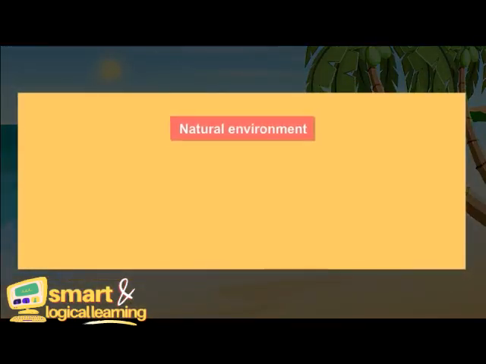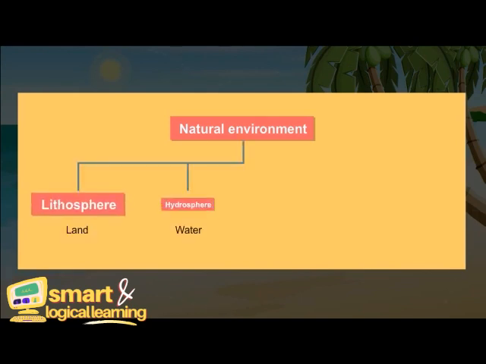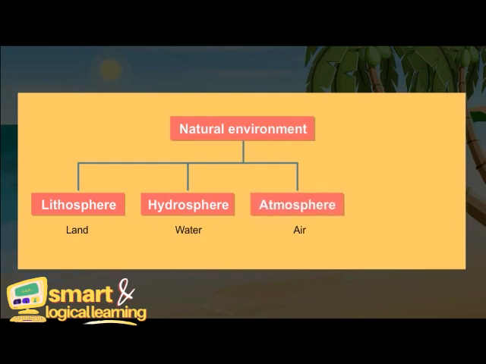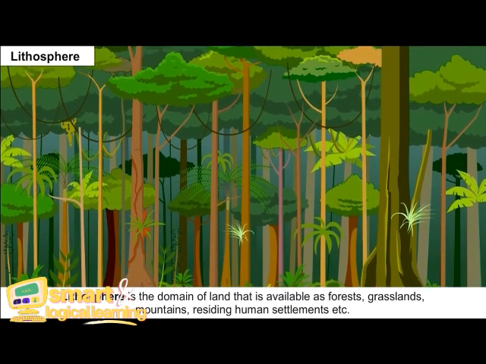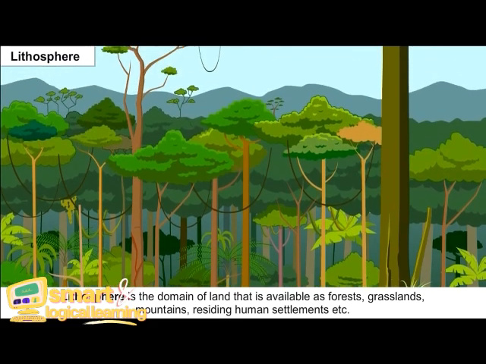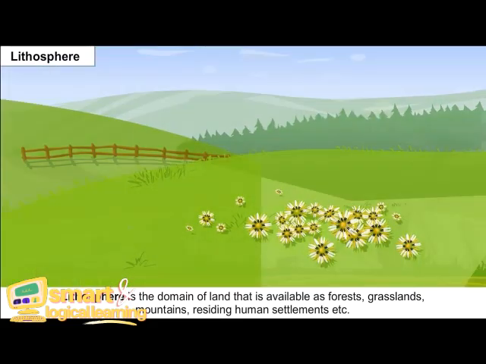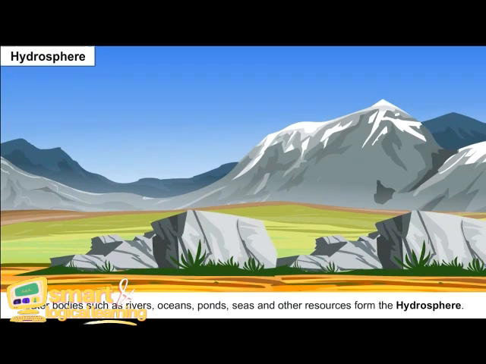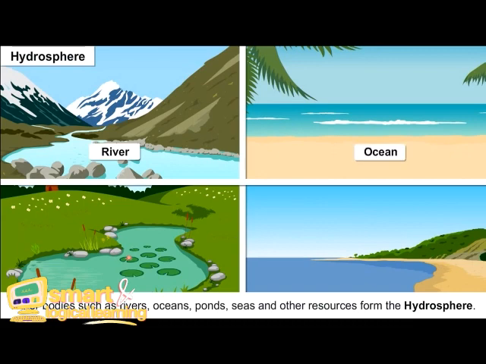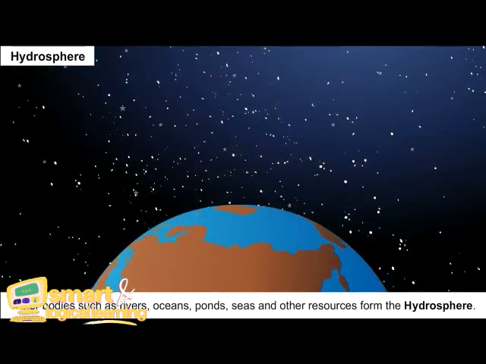Natural environments comprise of four important spheres: the lithosphere, hydrosphere, atmosphere, and biosphere, that is, the land, water, air, and living organisms. Lithosphere is the domain of land that is available as forests, grasslands, mountains, residence for human settlements, etc. Water bodies such as rivers, oceans, ponds, seas, and other resources form the hydrosphere.